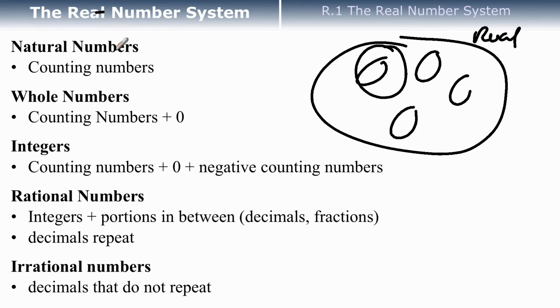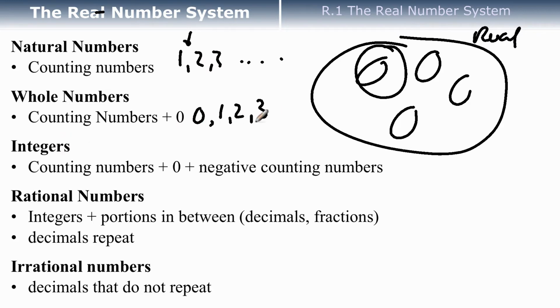Okay, the first number system is the natural numbers. These are the counting numbers, starting at 1. So 1, 2, 3, etc. They don't include the numbers in between, like no decimals, no fractions. It's just the counting numbers. Whole numbers are the same as these ones, but they put a 0 in too. So they include the counting numbers and 0.